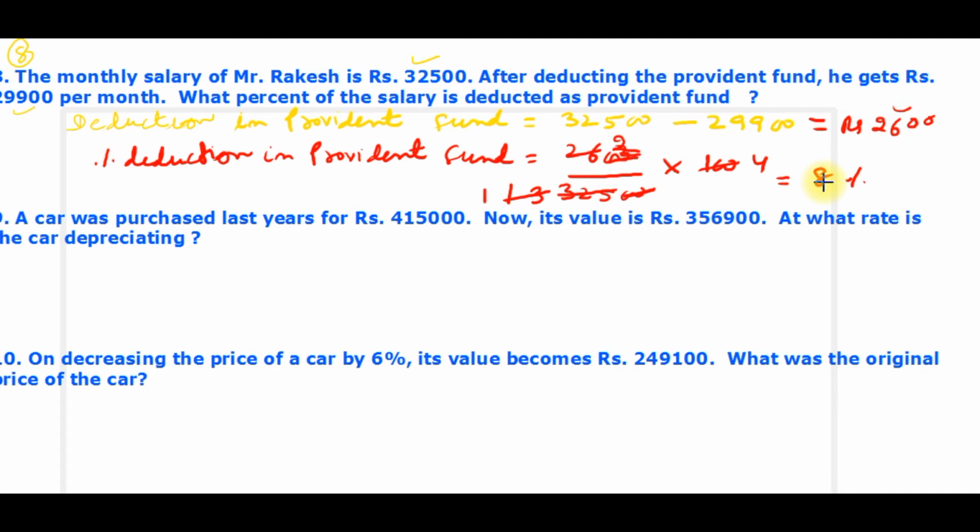Right, students, now we will move on to question number 9. A car was purchased last year for rupees 415,000. Now its value is this. At what rate is the car depreciating? So here we will calculate total depreciation. It was its original value 415 minus depreciated value.